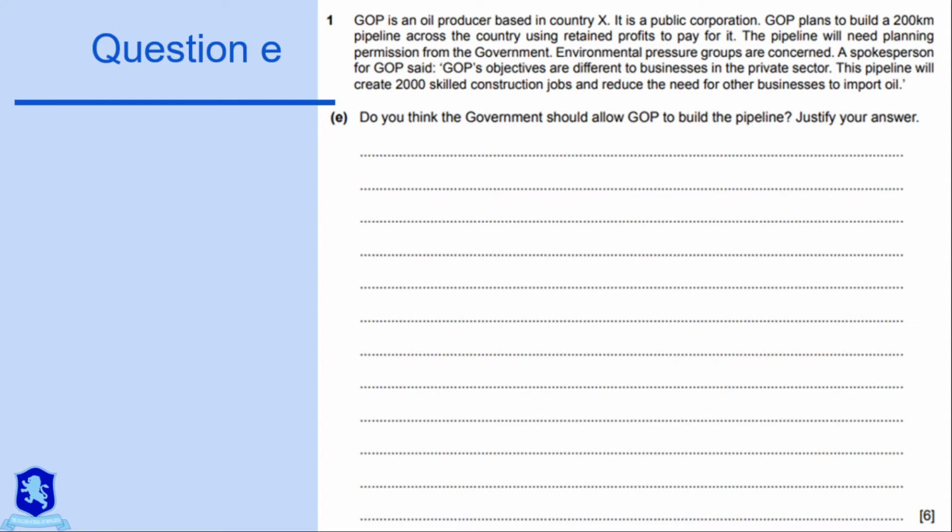do you think GOP should build the pipeline? A simple yes or no answer won't be enough. You need to show why your idea is better than the opposite idea. I suggest that you present 1 argument in favor, 1 argument against, and justify which one makes more sense.